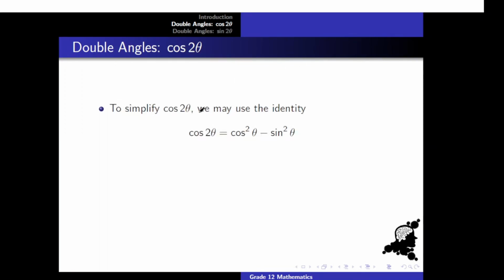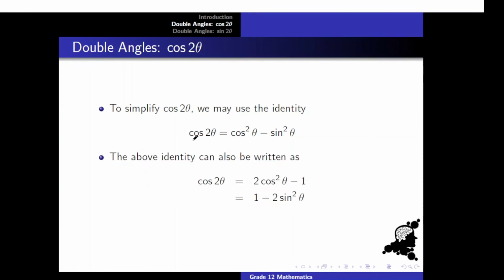So to simplify cos of 2 theta, we could use the identity cos 2 theta is equal to cos squared theta minus sine squared theta. And the same identity, we can write it as 2 cos squared theta minus 1 and 1 minus 2 sine squared theta. Now there's actually a process behind how we get this identity using the compound angles, but that's beyond the scope of this video, so we shall not cover that. The same applies with how to get the other two identities for cos.